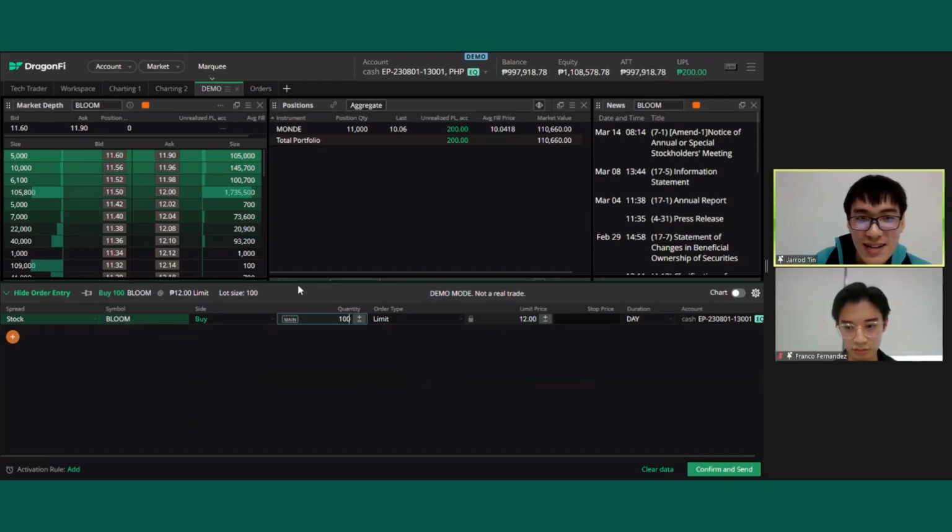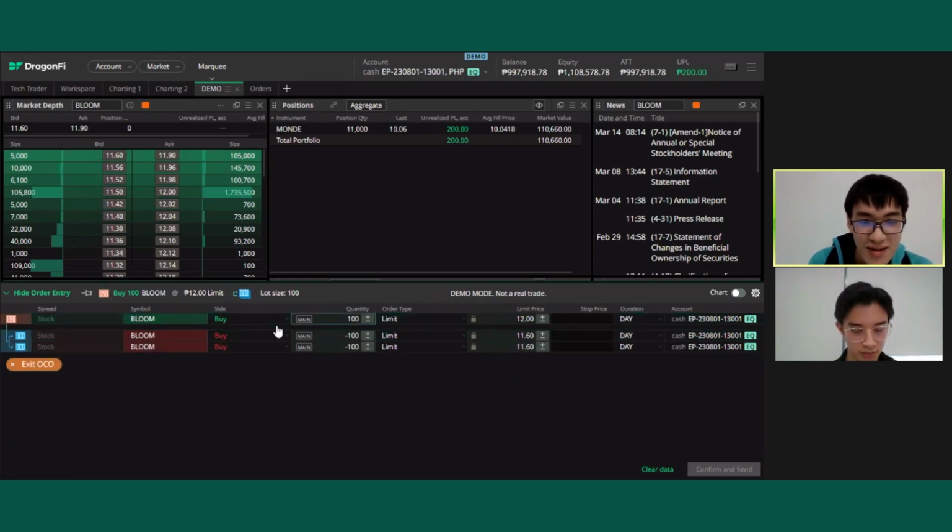So how you would execute your trade plan is, once you press where you want to buy, diba? You press this plus button, and then click exit OCO. So there you have it. Now you can enter your buy, your stop loss, and your target all in a single order.